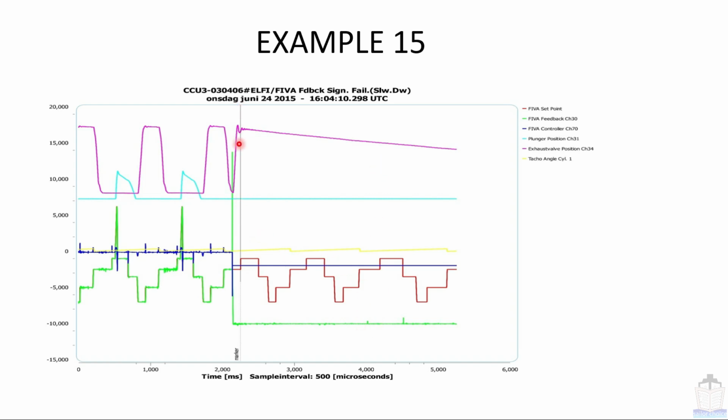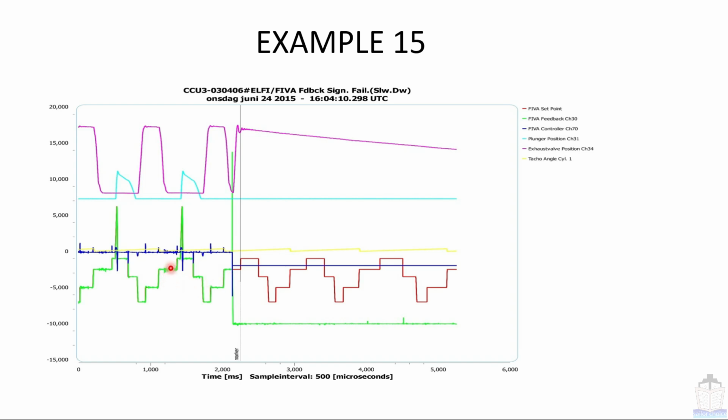Okay, so first of all we'll see marker line. Up to here everything was okay, but all of a sudden here something went wrong, and this FIBA control signal, channel number 70, is a little bit bigger. That means it is trying hard to align this channel number 30 with this FIBA set point, but it is jumping right away up to here, and this large scale is the countermeasure to bring this spool back into this fail-safe position.